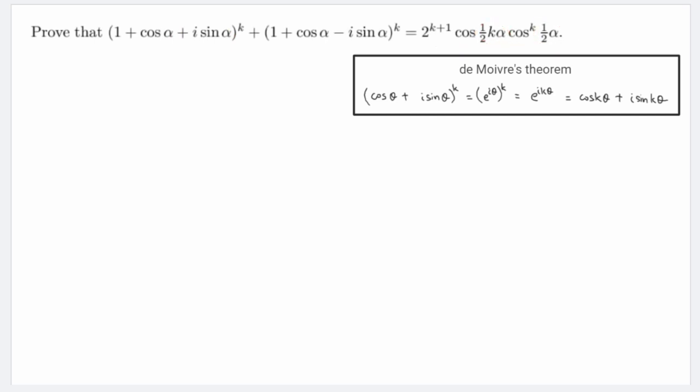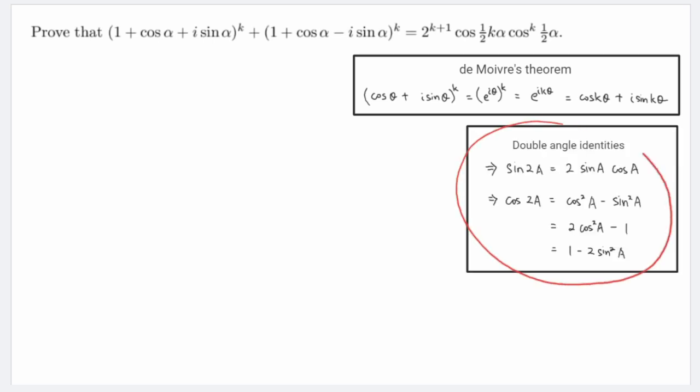Now, whenever we see this, this is a sign that most likely we are going to need to use the double angle identities, which is something over here. Here we can see sine 2a equals 2 sine a cos a, and cos 2a can be written as cos squared a minus sine squared a, but it can also be written as 2 cos squared a minus 1 and 1 minus 2 sine squared a. With both pieces of information here, I believe we can start the question.